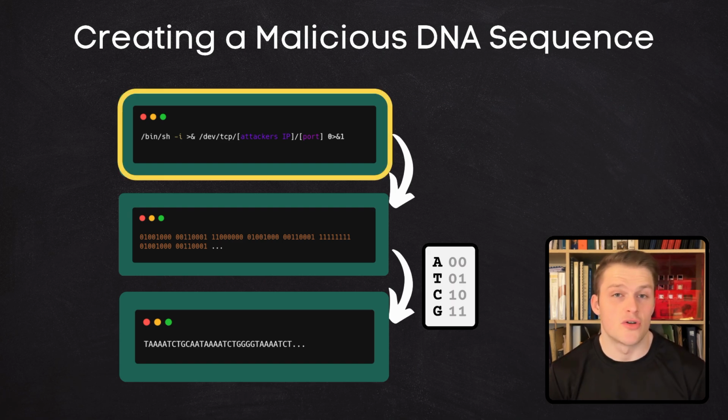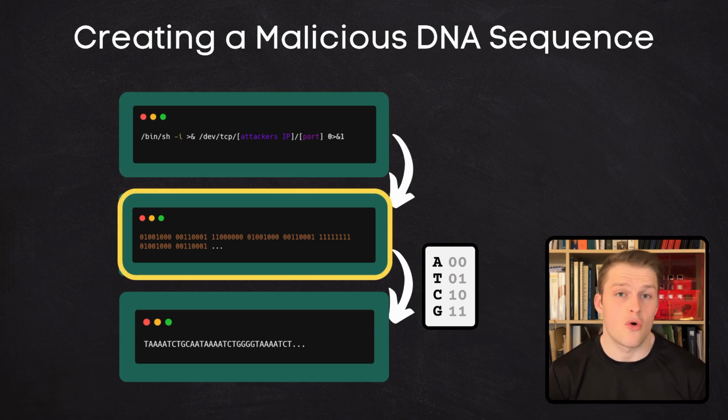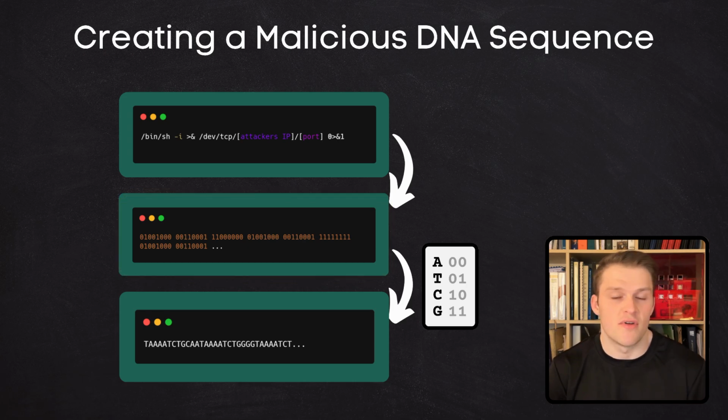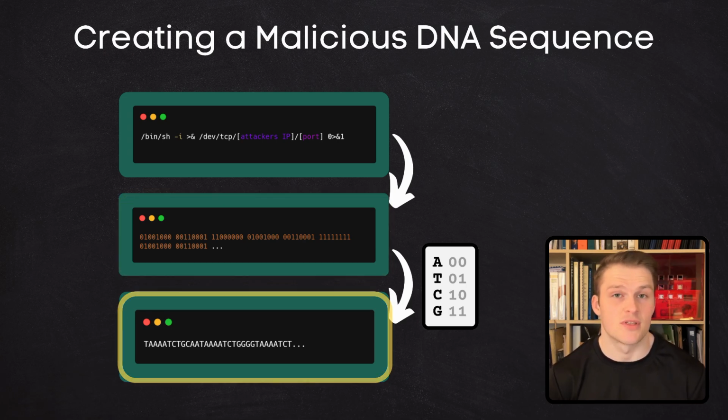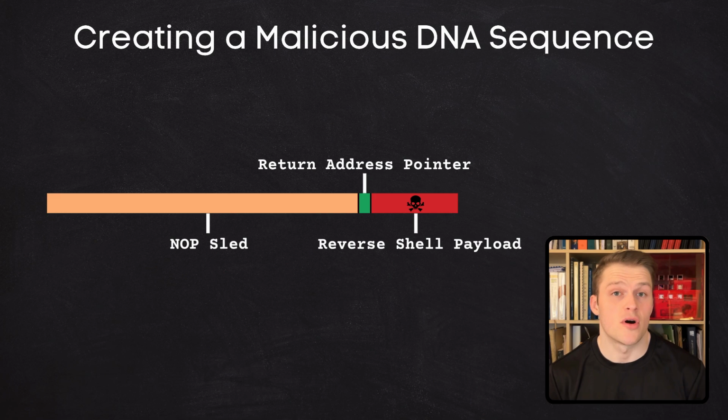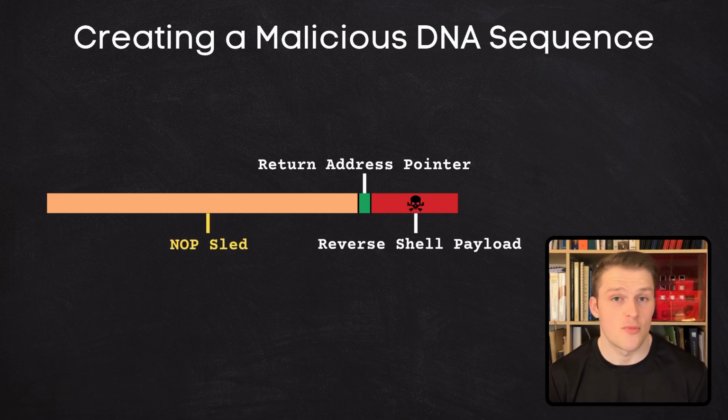When you execute this command on a computer, it actually converts it to something called machine code, which is the raw binary language that computers understand directly. So the researchers needed to first convert the text to machine code before reverse engineering the DNA sequence. Now, they couldn't just have the reverse shell command on its own. Before their actual attack code, they added what's called a NOP sled.